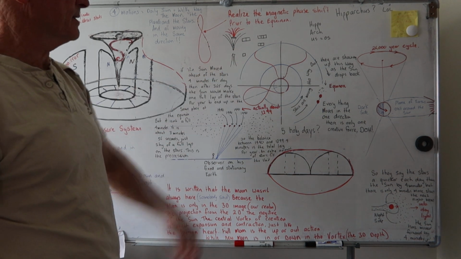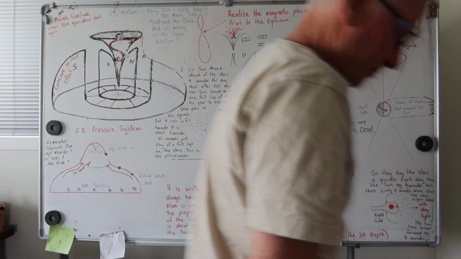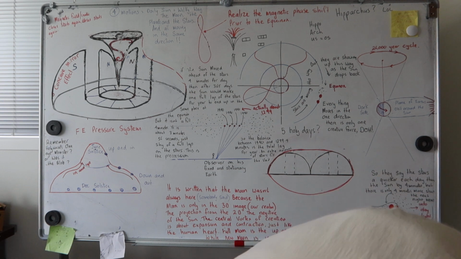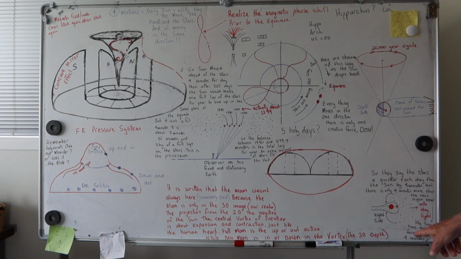That's so simple to understand. But people aren't getting it. My tools here. What have we got over here? So they say the stars are quicker each day than the sun by 4 minutes. But there's only 4 minutes more stars the next night because the sun has moved forward by 4 minutes.